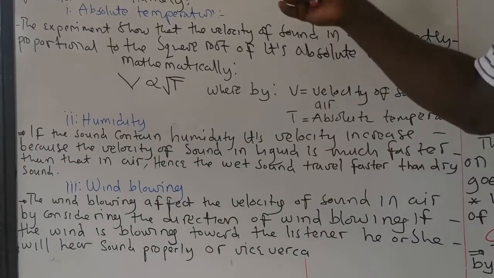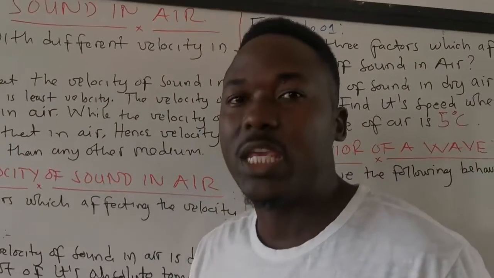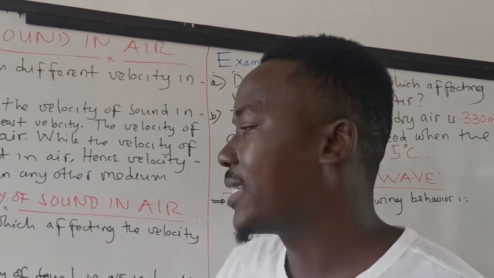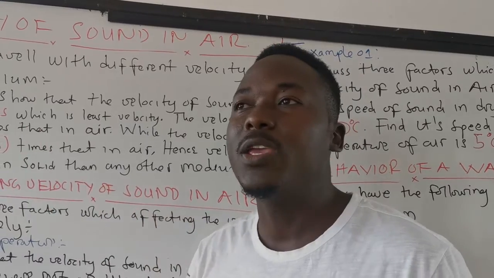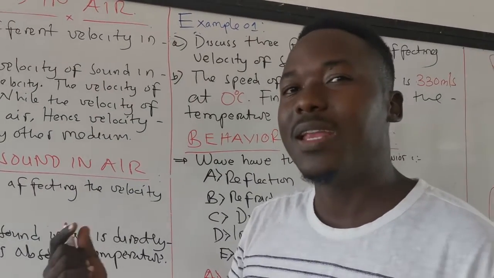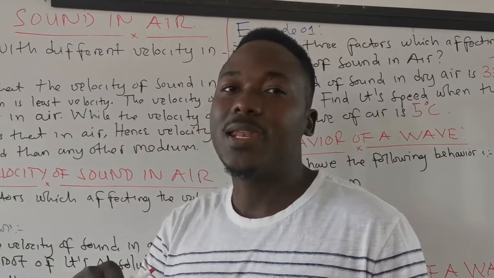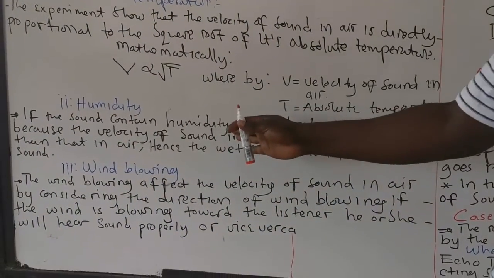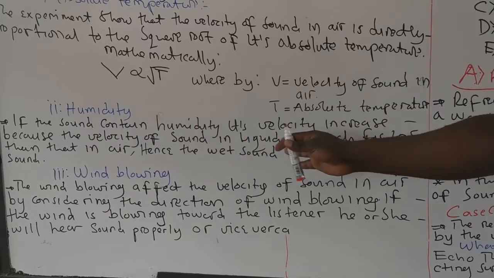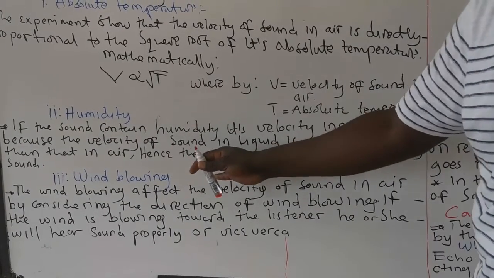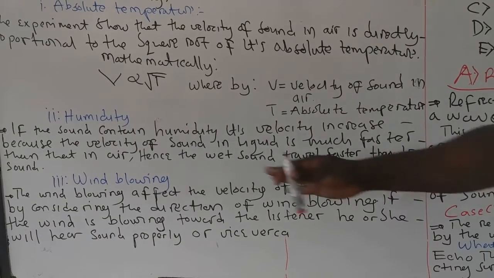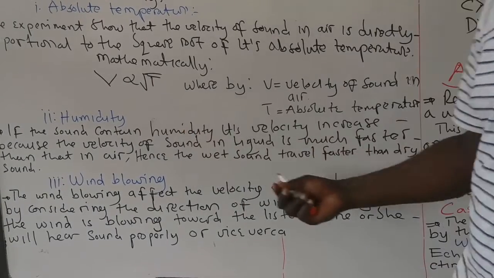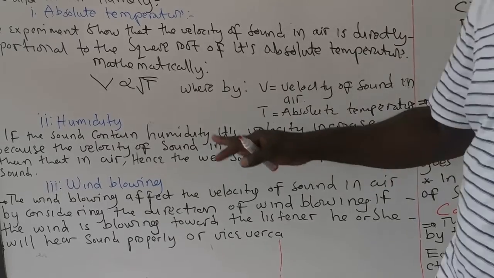Kwa nini? Kwa sababu tuliona ya kwamba katika medium tofauti ikiwepo solid, liquid na gases or air, tuliona kwamba sauti inasafiri haraka sana katika liquid kuliko katika nini? Hewa. Kwa maana hiyo sauti ambayo ina unyevu inasafiri haraka zaidi kuliko ile sauti ambayo iko dry, yaani haina unyevu. That's why we say the velocity of sound in liquid is much faster than that in air. Hence the wet sound travels faster than dry sound, because the wet sound contains humidity, while that of dry sound has no humidity.